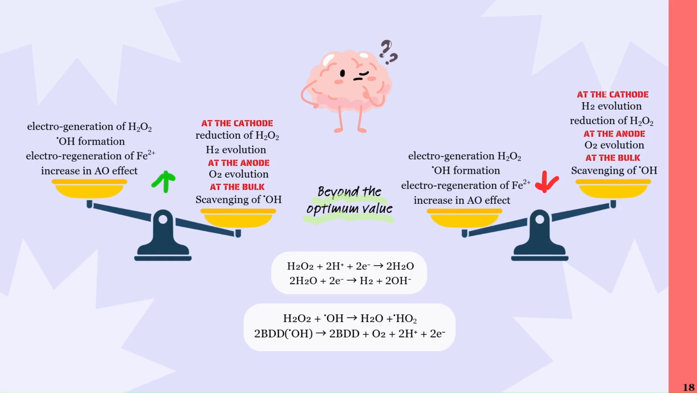Nevertheless, increasing the applied current beyond 100 mA did not result in considerable further improvements. This is due to competing side reactions such as hydrogen gas evolution at the cathode, reduction of hydrogen peroxide, and oxygen evolution reactions occurring at the anode. Furthermore, at currents above the optimum value, hydroxyl radical scavenging becomes significant. Under these conditions, when side reactions begin to dominate, hydroxyl radicals may also react with hydrogen peroxide to form hydroperoxyl radicals, which exhibit substantially lower oxidative reactivity, thereby diminishing overall treatment performance.